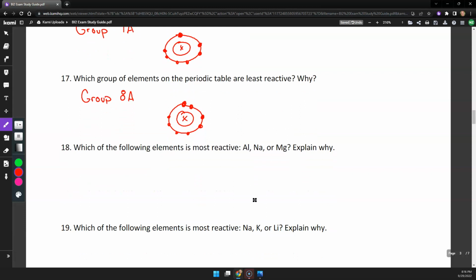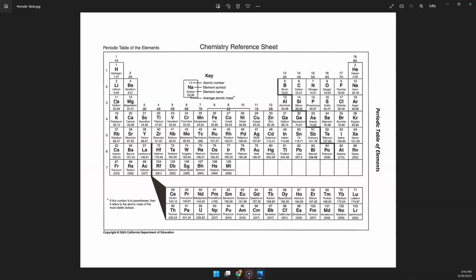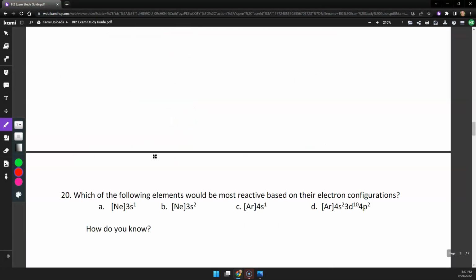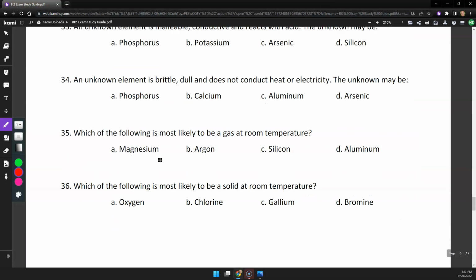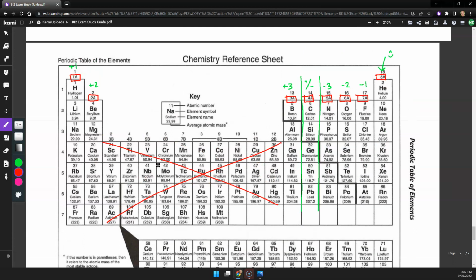All right. Which of the following elements is most reactive? Aluminum, sodium, or magnesium? So we've got, let's see, aluminum, magnesium, and sodium. Okay. Now, just a quick recap. Let's go back to our periodic table here. Okay, and let me clear this up.